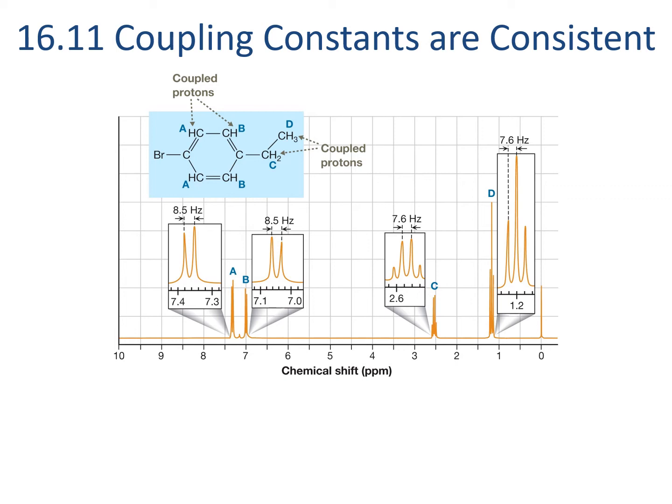Because coupling constants are based on the strength of the interaction between 2 nuclear magnets, the same interaction that's present with D splitting C should actually be consistent with what we see for C splitting D. And so if we look at the signal for C, it has a coupling constant of 7.6 Hertz. But if we look at D, it also has the exact same coupling constant. And so for many molecules, using the coupling constant can tell us a little bit about which protons are next to each other, not just how many neighbors. We know that C and D are next to each other because they have the same coupling constant. And we also know that B and A are next to each other because they have the same coupling constant.